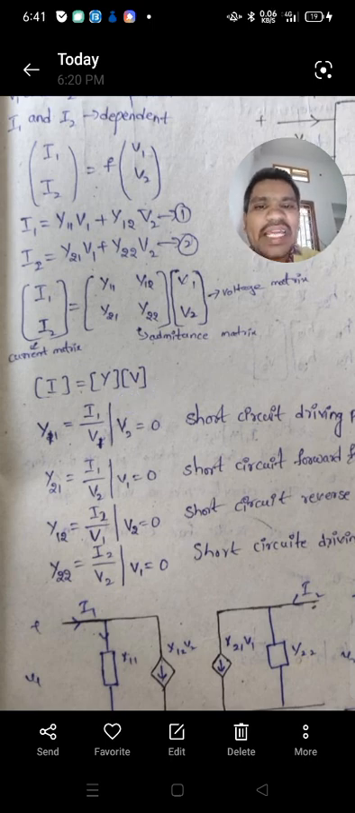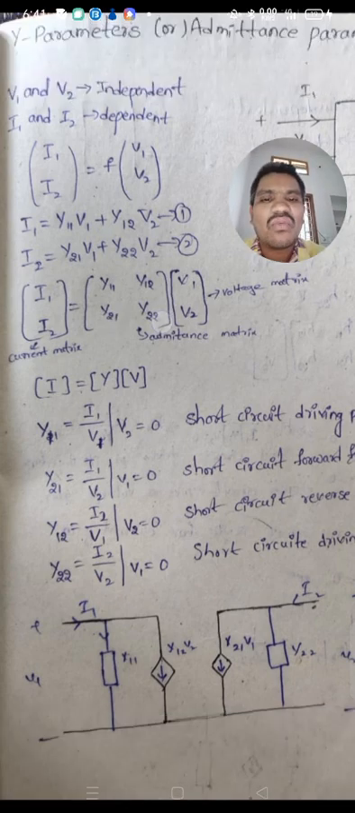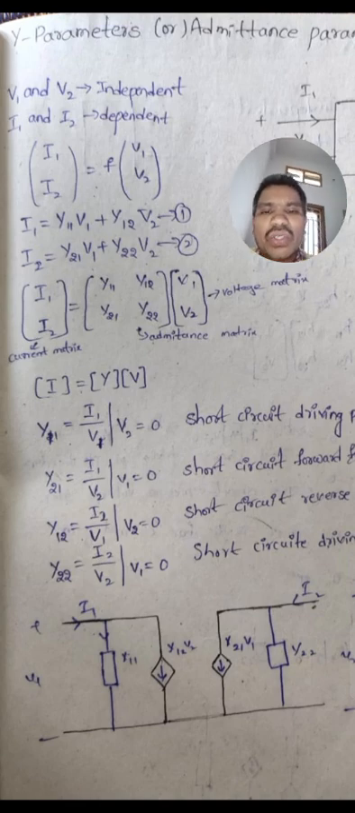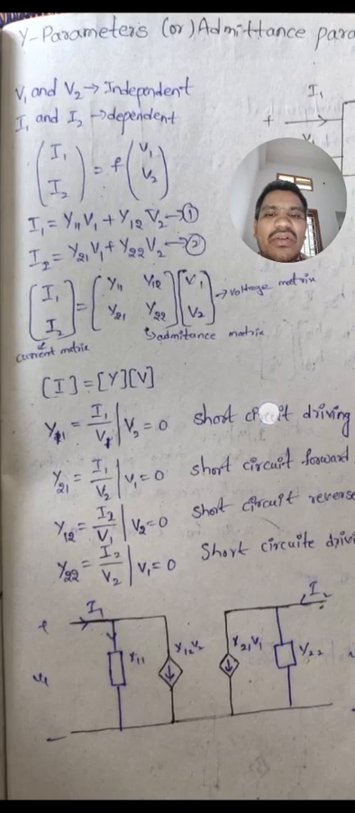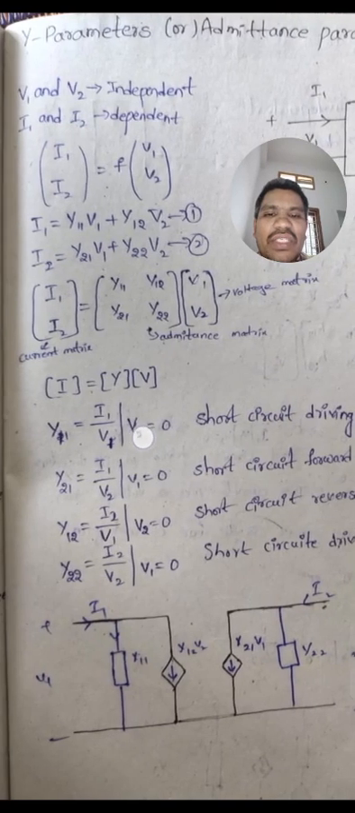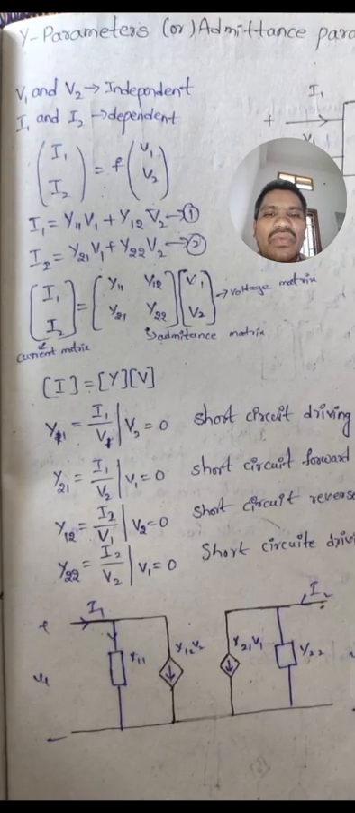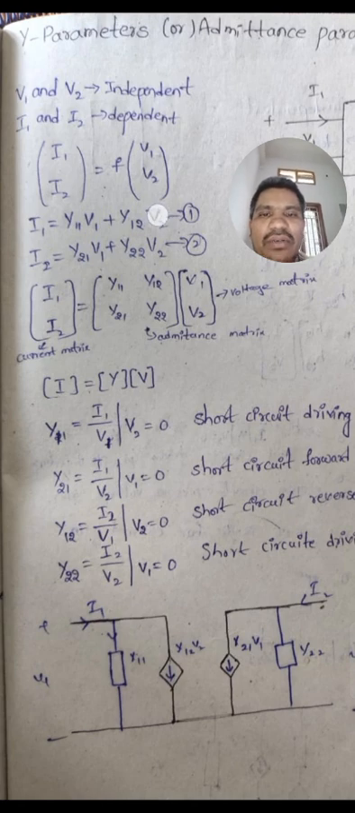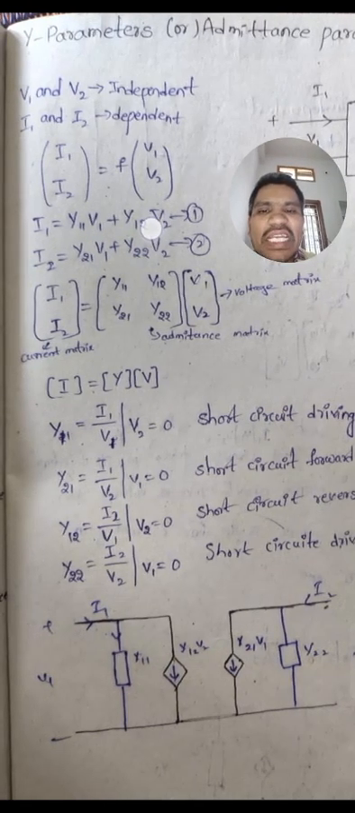Now we will find the admittance parameters, those are y11, y12, y21, y22. So for the first condition we will take V2 equals 0. Now we will substitute V2 equals 0 in the first KVL equation.